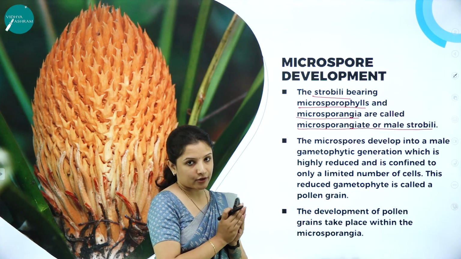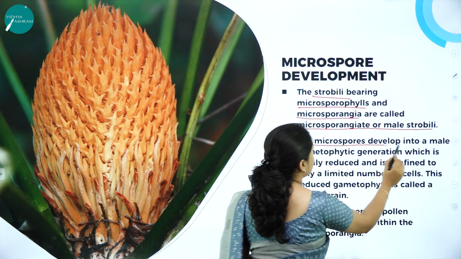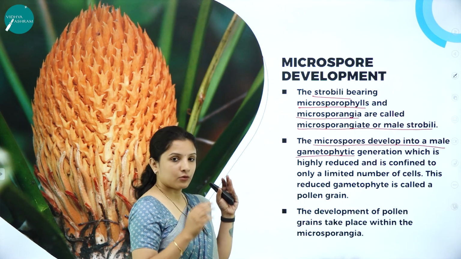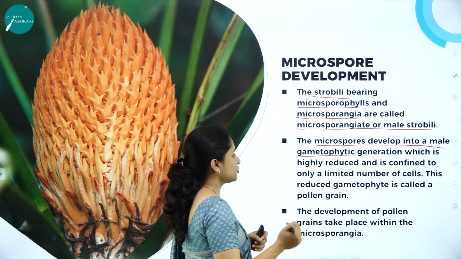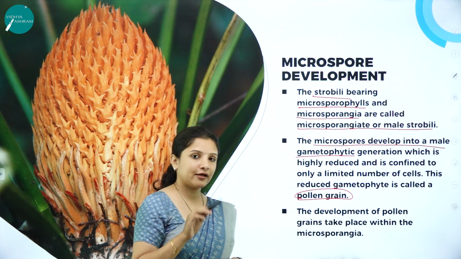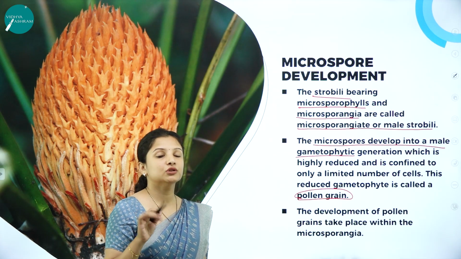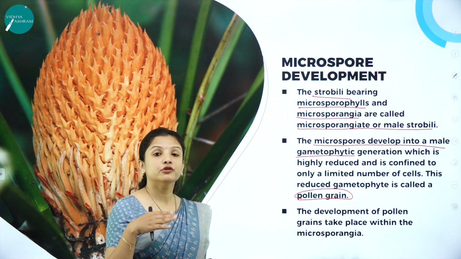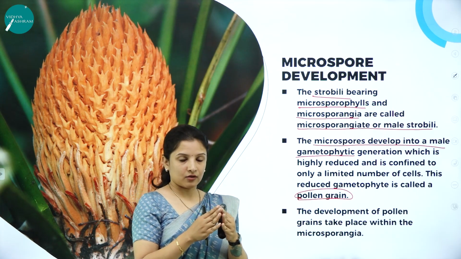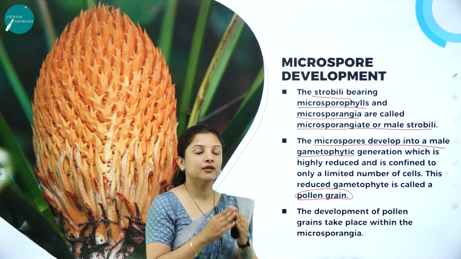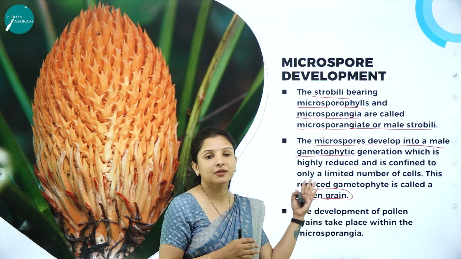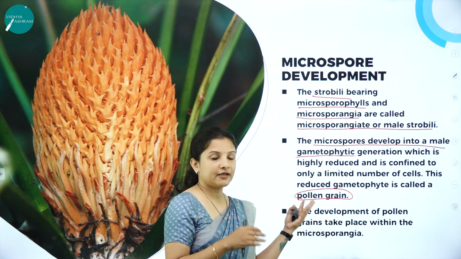So what happens to these microspores? Now these microspores develop into a male gametophyte, which will produce the male gametes, that is the pollen grain. In pteridophytes, what did it used to produce? It produced antherozoids, from the antheridia. But in this case, the male strobilus or male cone or the microsporangia will produce the pollen grain. It will produce the male gametophyte. That male gametophyte is nothing but the pollen grain.